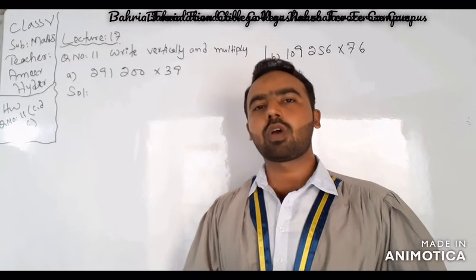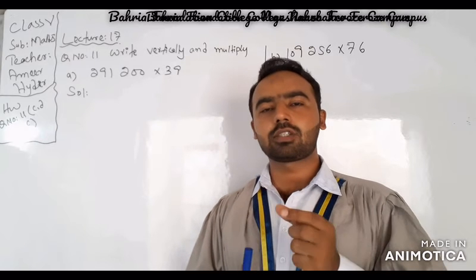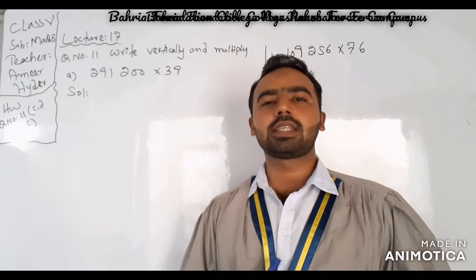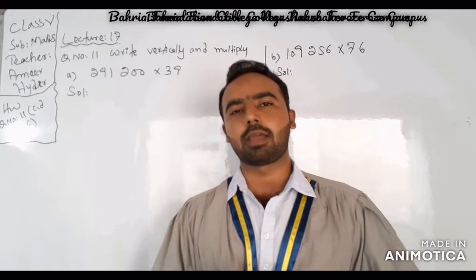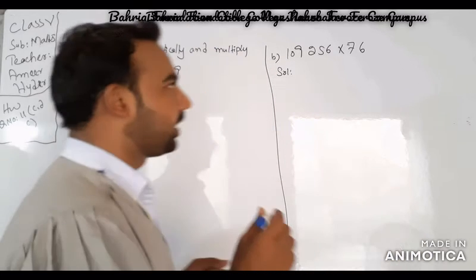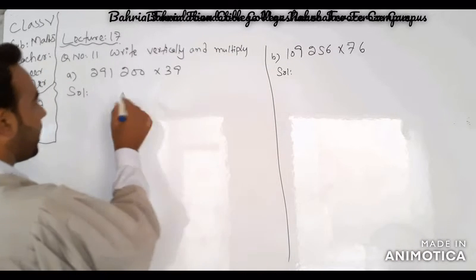So it means we have to write this question in a vertical form. In a vertical form, then we have to multiply. So how will we do the multiplication in vertical form?